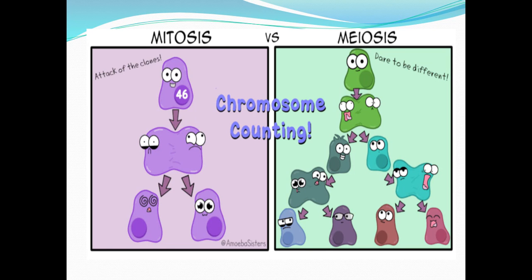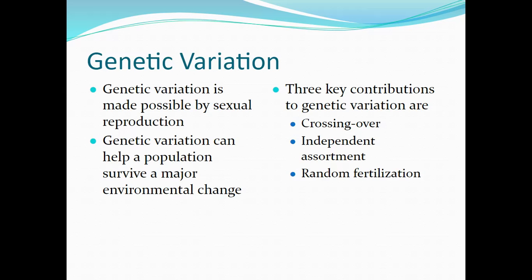This is also why siblings don't look the same. So how do we keep up this genetic variation? Well, genetic variation is made through sexual reproduction. Again, we are not going to talk about the birds and the bees, but we're going to talk about the gametes that got you here. So we have genetic variation. This is done in several major ways: crossing over, independent assortment, and random fertilization.